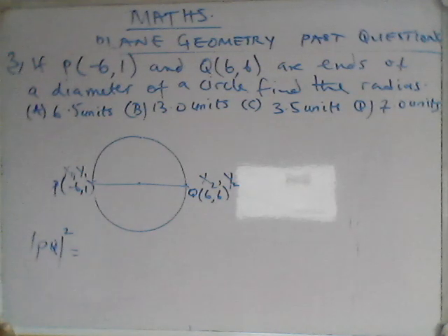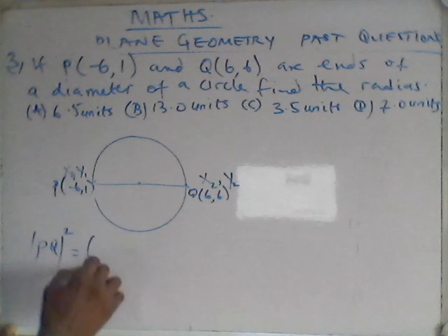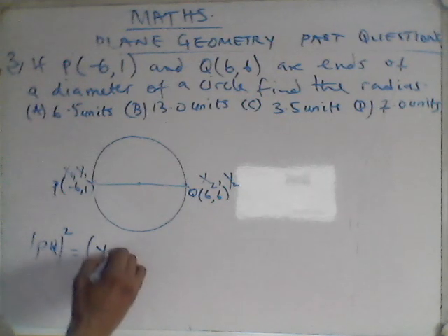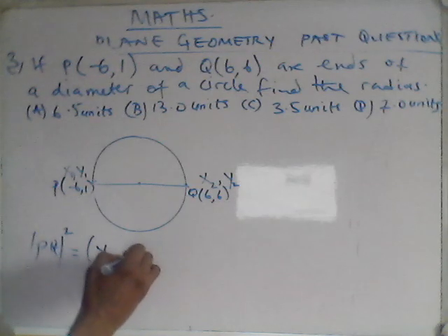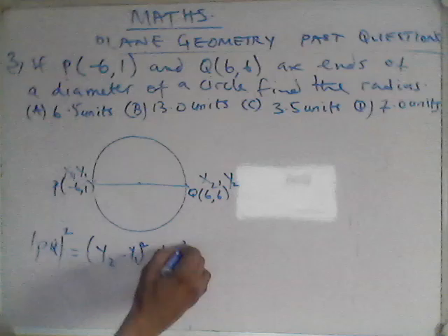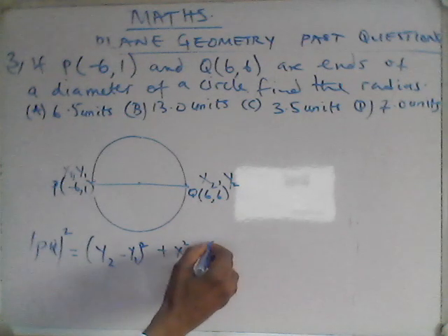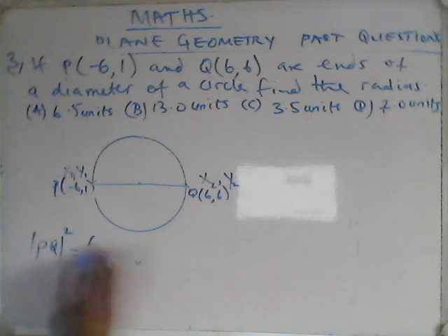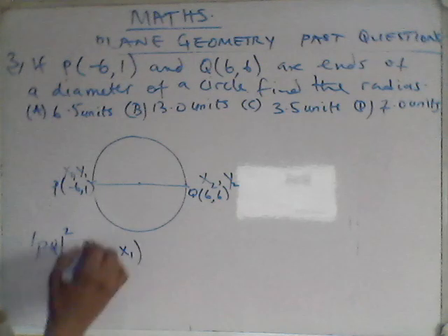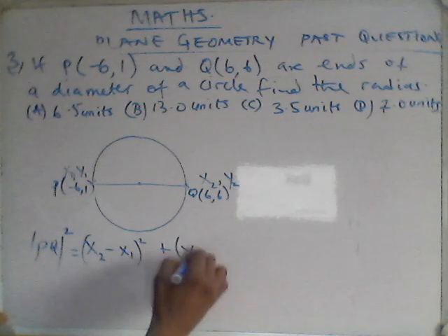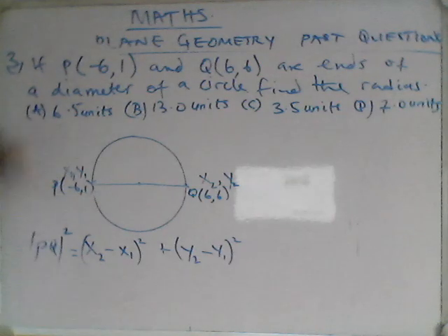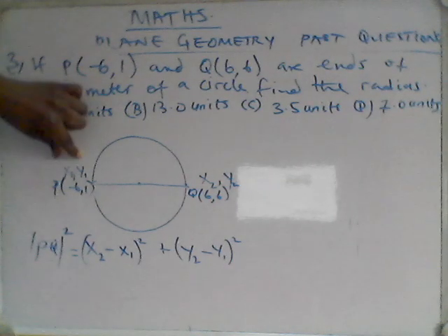PQ line square is equal to y2 minus y1 all square plus x2 minus x1 all square. Okay, let me put this in perspective. I will say x2 minus x1 all square plus y2 minus y1 all square. So we're going to be using what we have here.